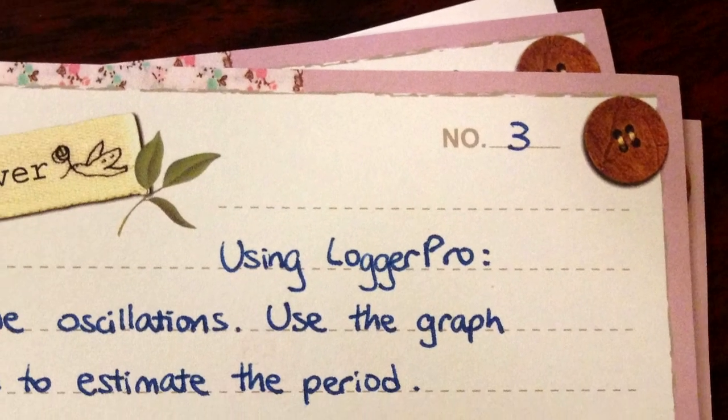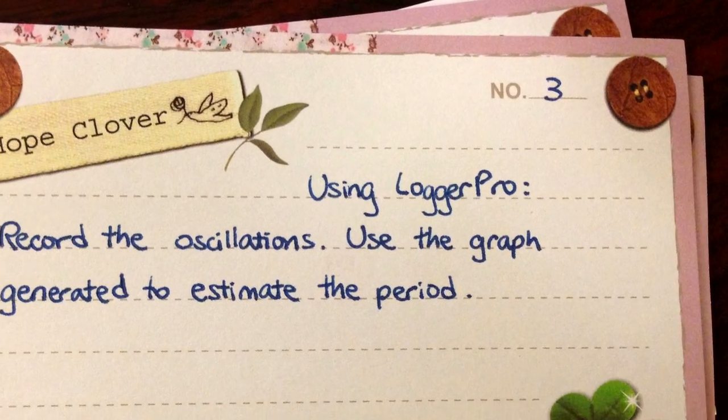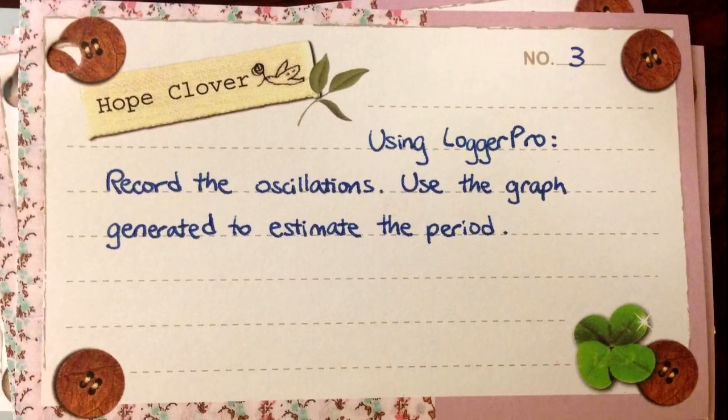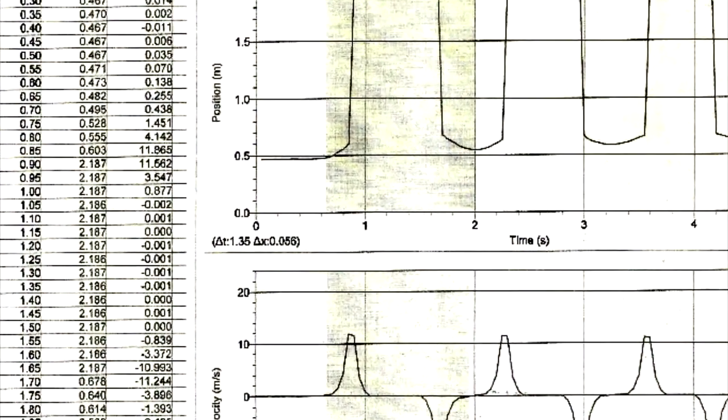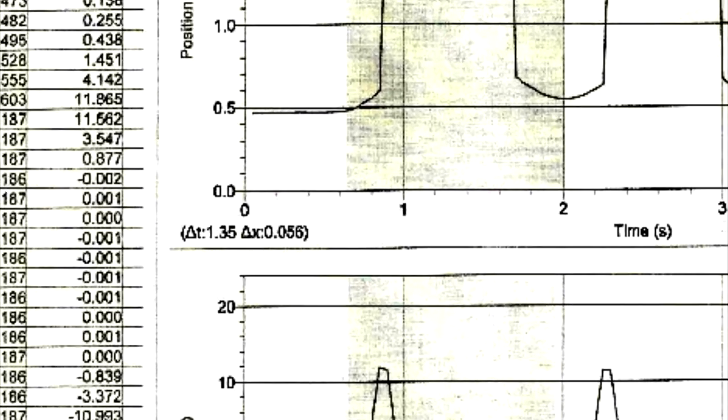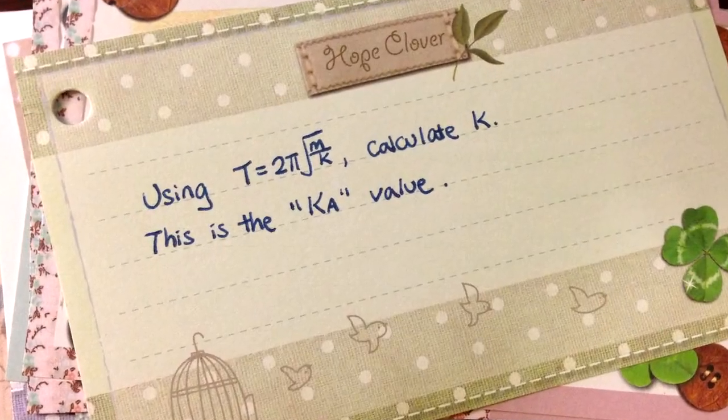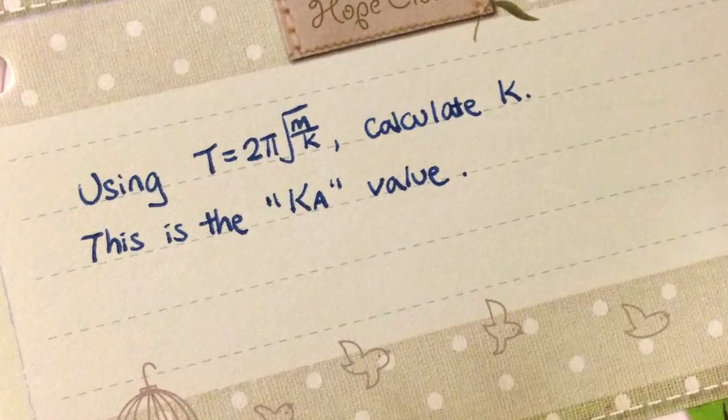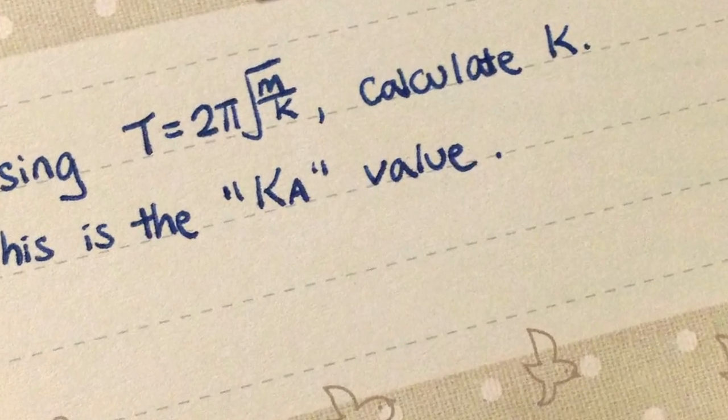Step 3. Using Logger Pro, record the oscillations. Use the graph generated to estimate the period. Step 4. Using T equals 2π root m over k, calculate k. This is the Ka value.